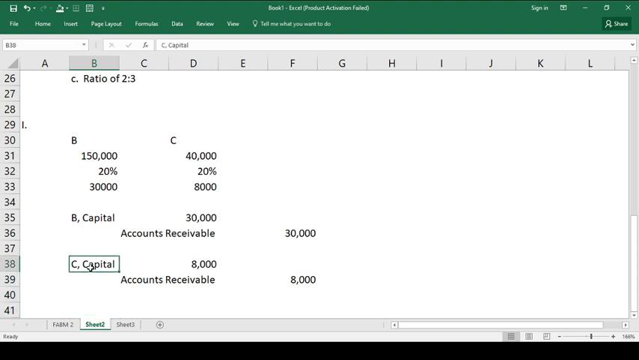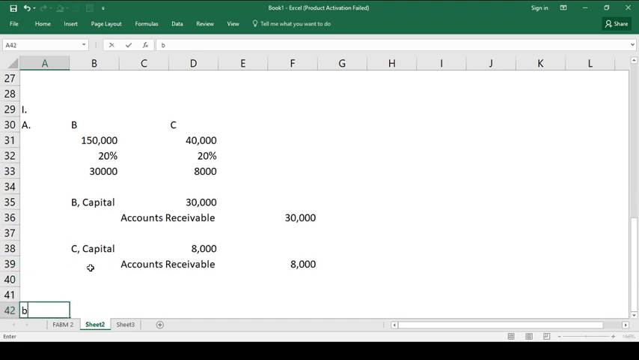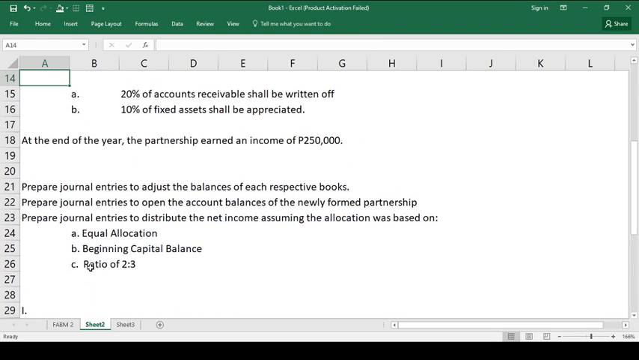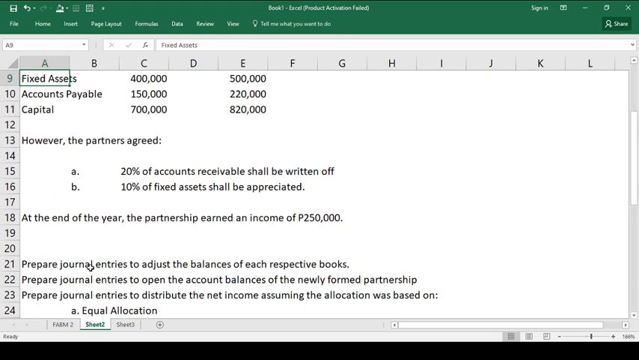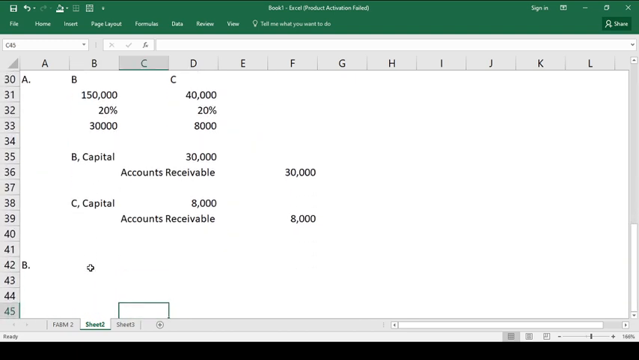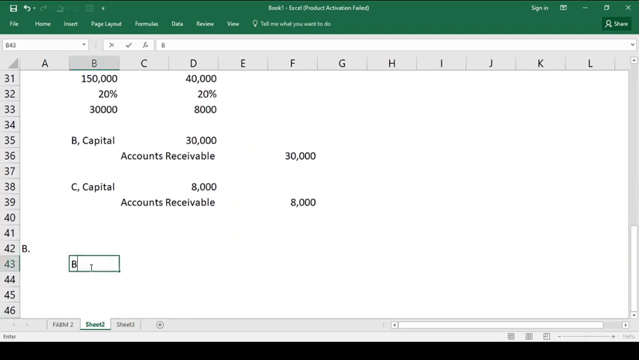How about the second adjustment? Let us go back to the top. The second adjustment says that 10% of fixed assets shall be appreciated, and in the books of B and C there are 400 and 500 balances. Take note, 400. B has, and C has 400.